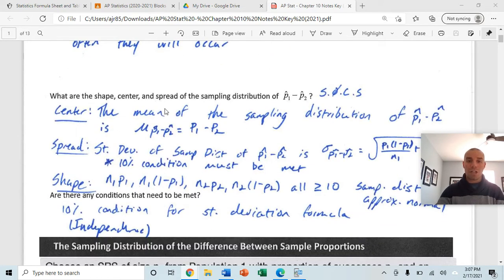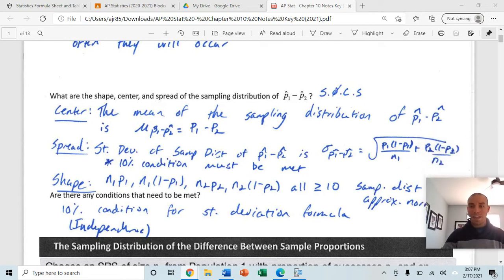So when we're talking about the shape, the center, and the spread of the sampling distribution, the mean of the sampling distribution of p̂1 minus p̂2 is just equal to the population proportion of your first one minus your population proportion for your second. So if we know that 40% in New Jersey own a dog and 38% in New York, the mean of our sampling distribution is going to be 0.40 minus 0.38 or 0.02.